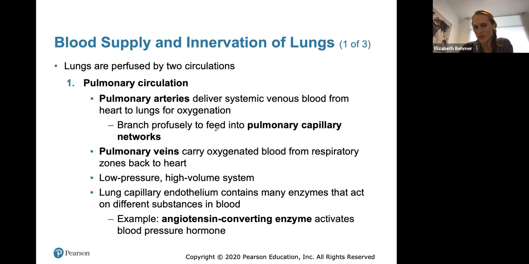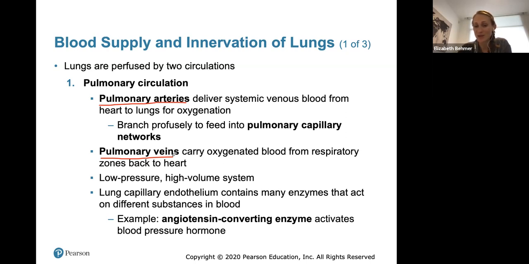It's really important to review this just to understand what pulmonary circulation is. Remember that pulmonary arteries deliver systemic venous blood that's deoxygenated to the lungs. So remember, your pulmonary trunk brings deoxygenated blood, separates into pulmonary arteries, and the pulmonary arteries bring this deoxygenated blood to the lungs to pick up oxygen. The pulmonary veins then, once they pick up oxygen, carry that oxygenated blood back from your lungs to the heart. It's a low pressure, high volume system.